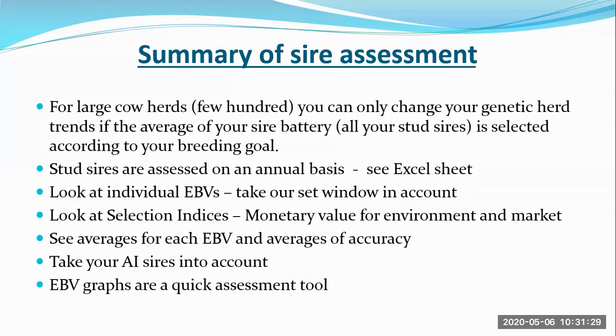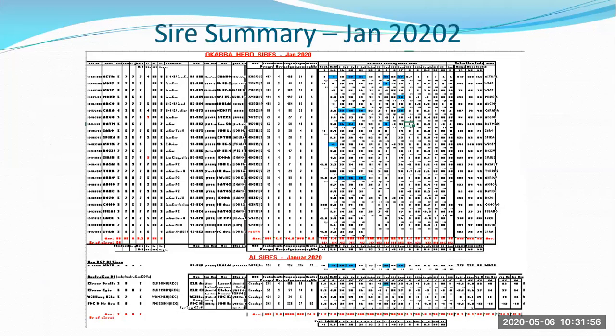Take account of the AI sires and select them also. We've got 4 or 5 Australian stud sires, AI sires, which we use now in our female herd. And then I will show you some quick assessment tools of EBV graphs, which we'll get to just now. Next slide, please.